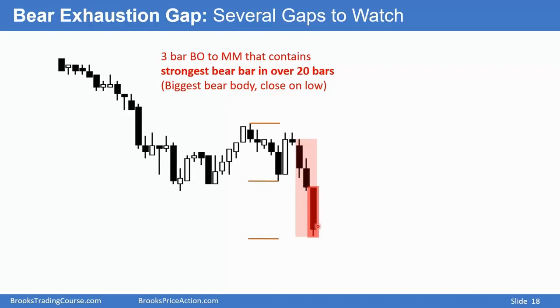Three-bar bear breakout, three decent bear trend bars closing around their lows, and now we have even the biggest bear bar of them all occurring 20 or more bars into a bear trend. We're also at a measured move target based upon this double top, this high, that high, neckline, and around a measured move down based upon the height of the entire trading range.